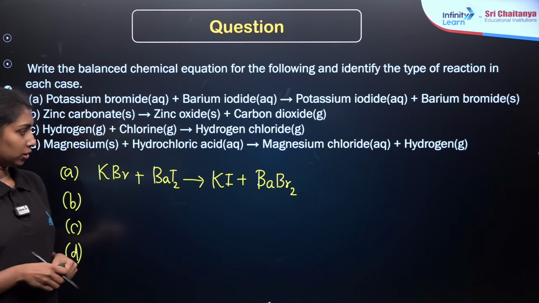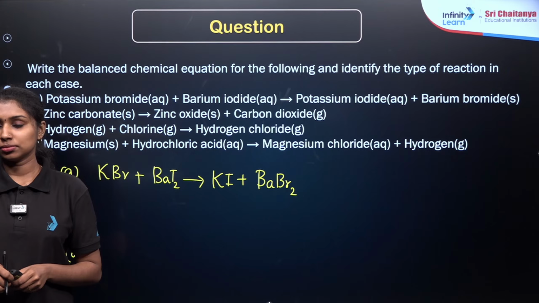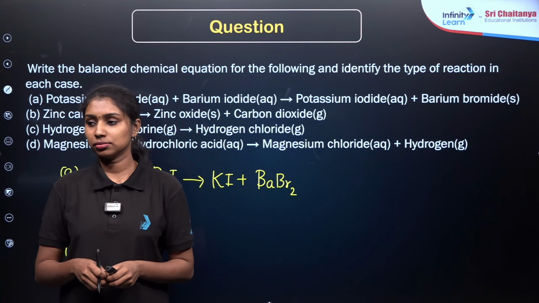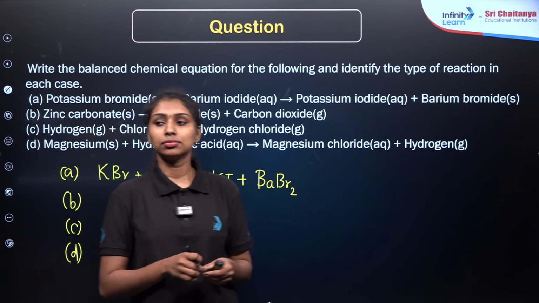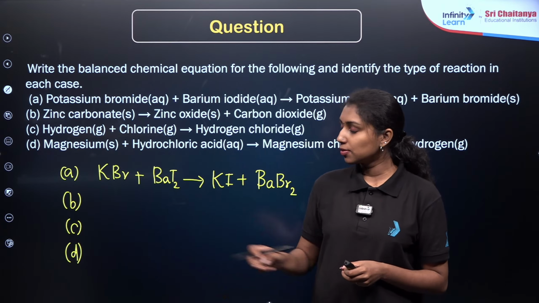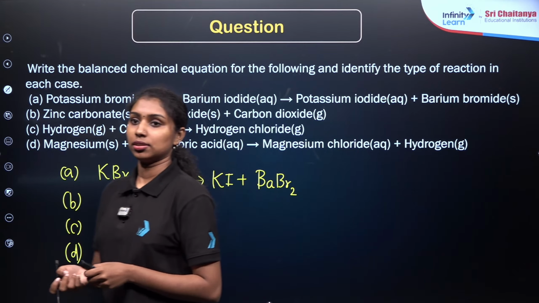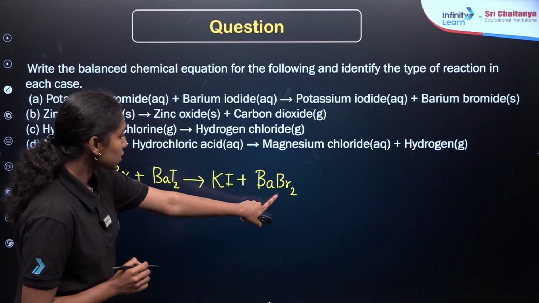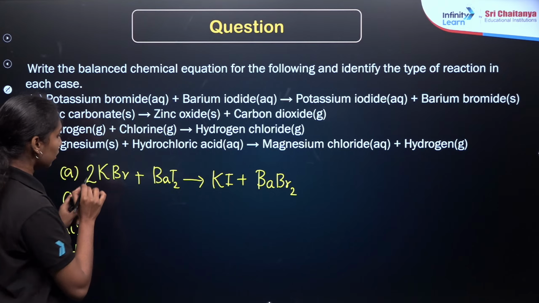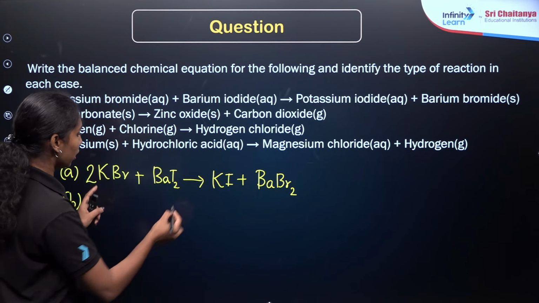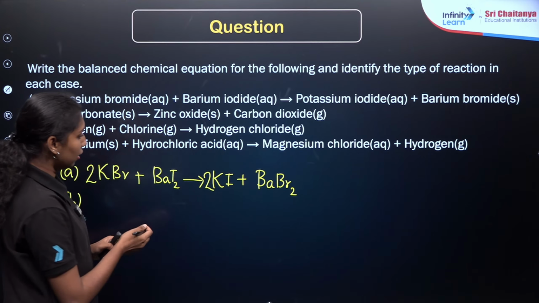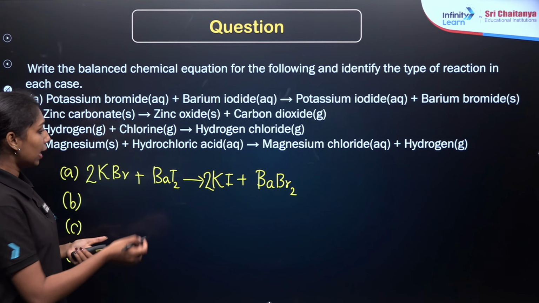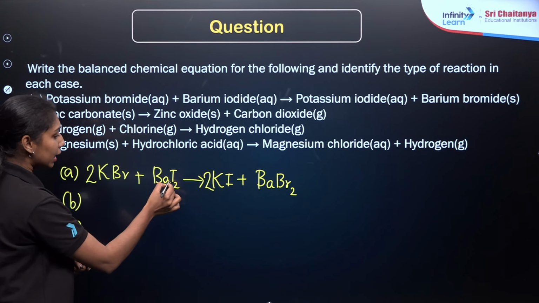Himanshu, is there any doubt? So how can we balance the first reaction? Here bromine is 2, right? So I am adding 2 KBr here. So now potassium is 2 here, so I am adding 2 again over here. Now what about the case here? Potassium is already balanced, 2 in the reactant and product part. And barium is already balanced. Iodine is 2 over here.